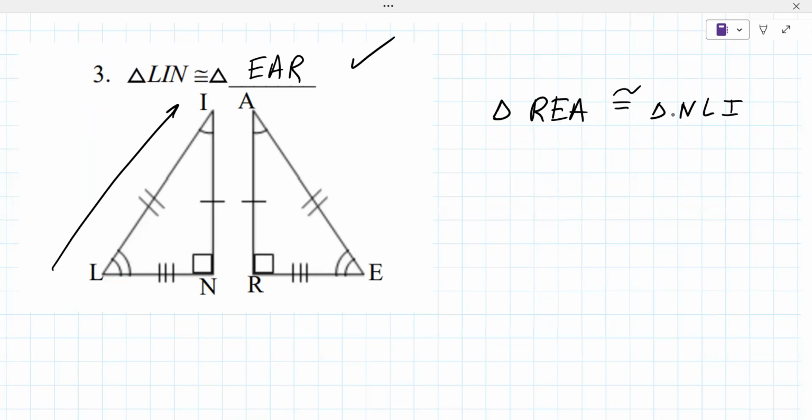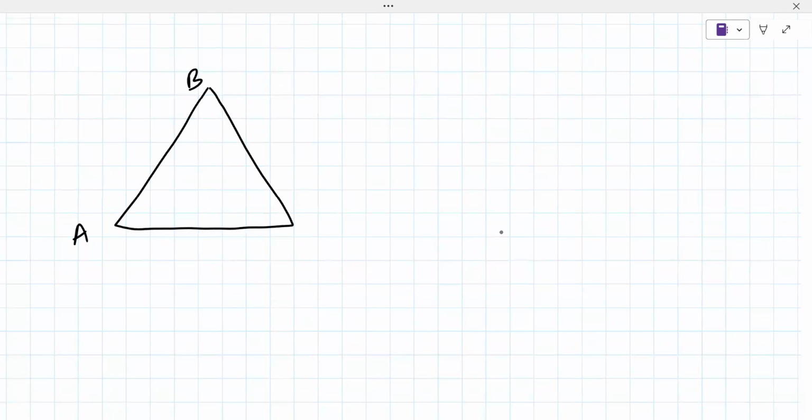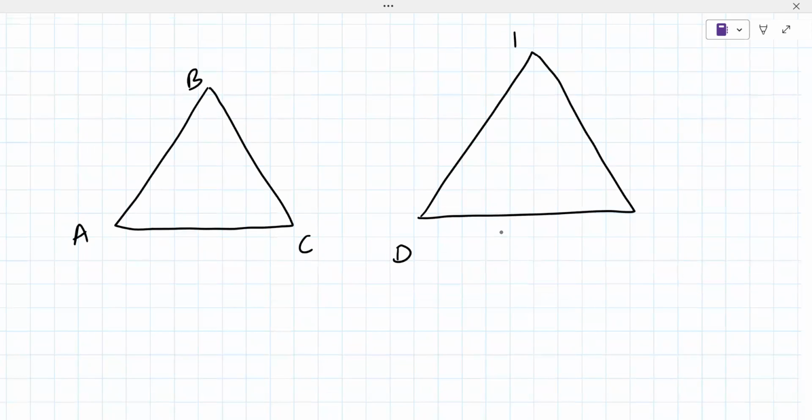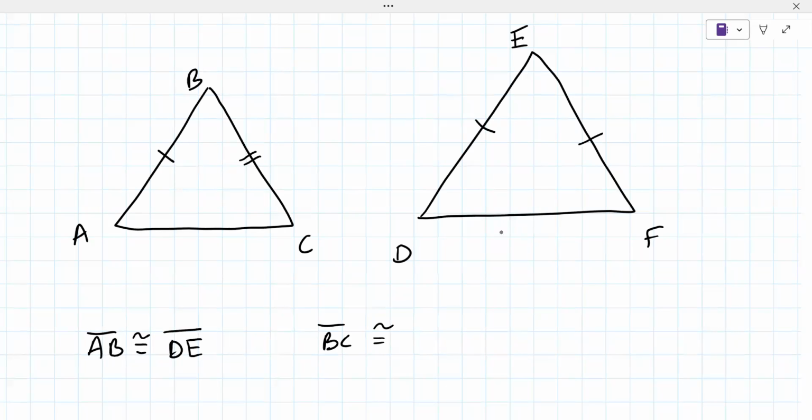All right. So let me give you an example here. A, B, C, D, E, F. Okay. So A to B is congruent to D to E. So AB is congruent to DE. BC is congruent to EF.